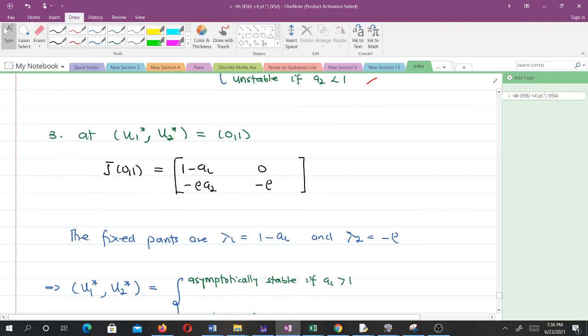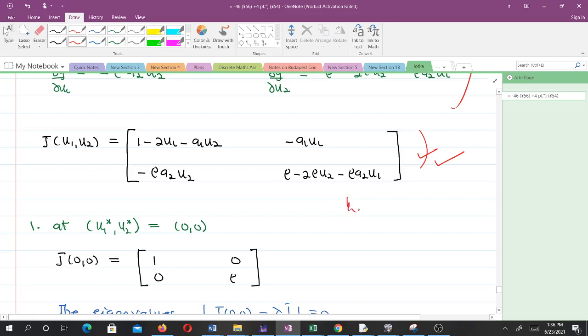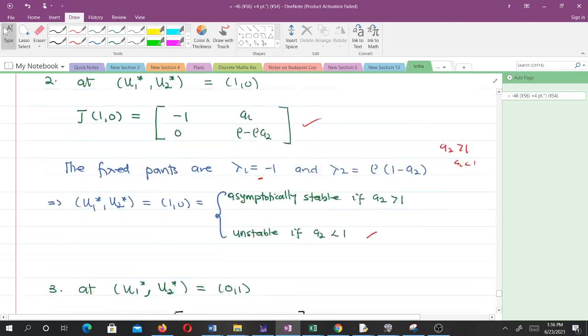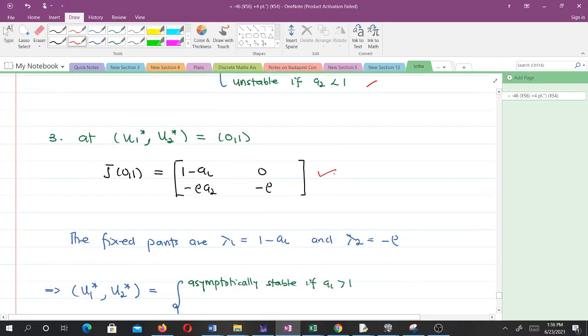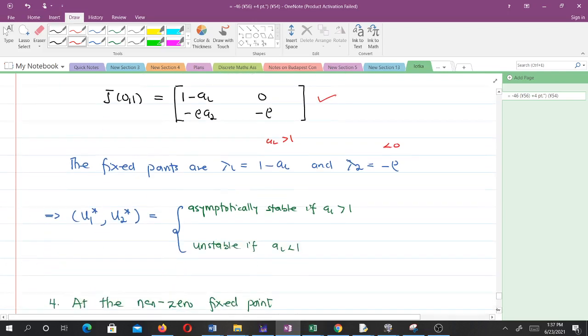So for the third fixed point, 0, 1, when we make substitution into here, right? So that is u1 is 0 and u2 is 1. When you make substitution here, then we are going to get this system here. When you find the eigenvalues, you are going to get lambda 1 to be 1 minus a1 and lambda 2 to be minus rho. So that means that this is always negative, right? For this to also be negative, a1 should be greater than 1. Then the fixed point will be asymptotically stable. If not, if a1 is less than 1, then it will be what? Unstable, right? So know that here we're interested in when it is stable and when it is not.